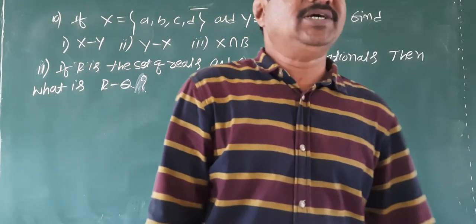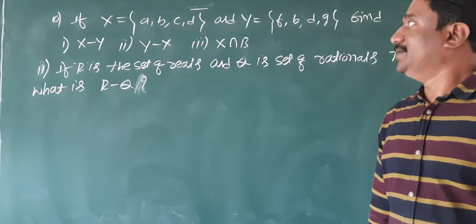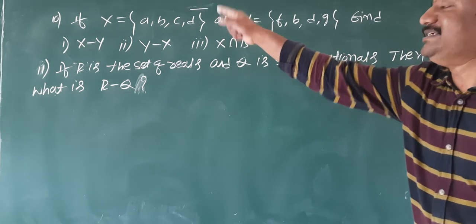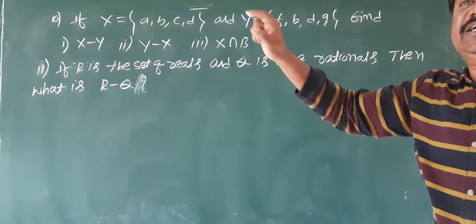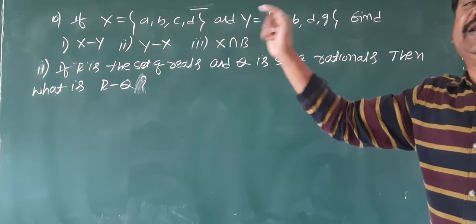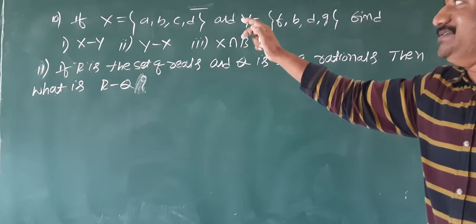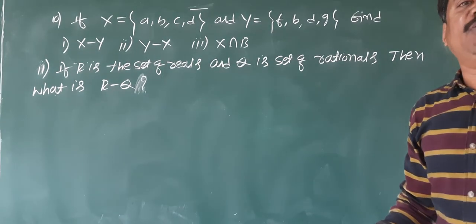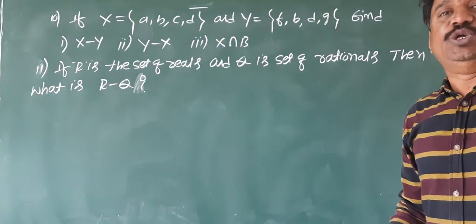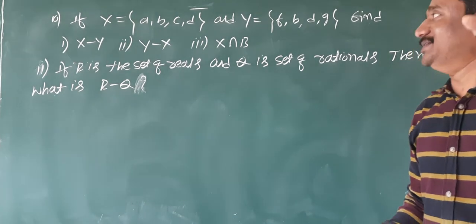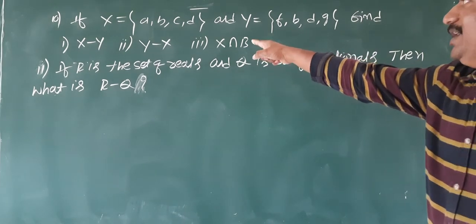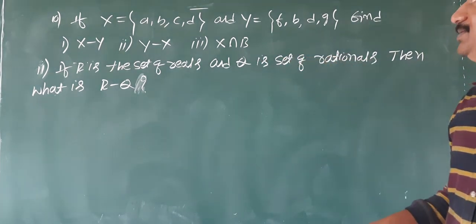Students, this is class number 16. Let us solve these two simple questions. Sets are usually denoted by capital letters. To represent sets, you should use only capital letters. Find X minus Y, Y minus X and X intersection Y.